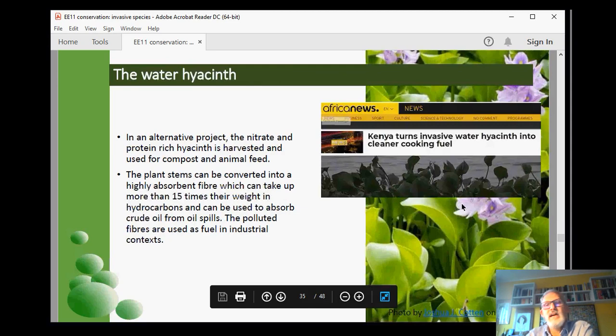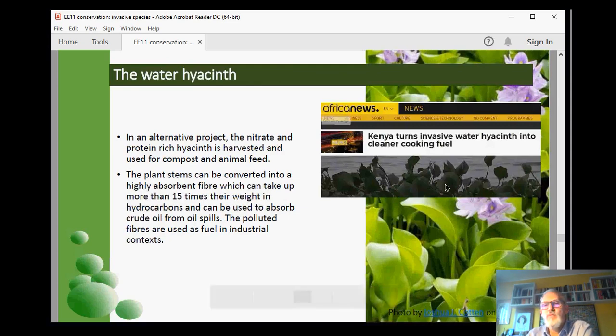Having said that, there are some quite interesting local projects involving using these as a resource. So, for example, there's an engineer in Kenya who has worked out a way of harvesting this. Because it grows very quickly, you can just keep harvesting it, and you can create cleaner cooking fuel.